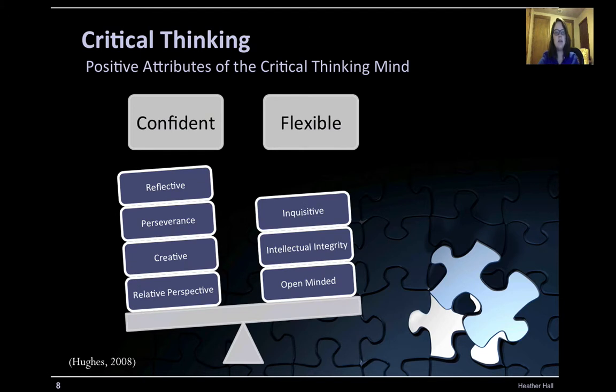So there are some positive attributes of a critical thinker, and some of these that can be identified are confidence and flexibility, being reflective. So being able to reflect on a process, or maybe debrief after a code or something like that. Just look at what you did right, what you did wrong, and the things that you can do better in the future. Perseverance is another one. Being creative, so thinking outside the box. Also, having a relative perspective, being inquisitive, asking questions, having intellectual integrity, and being open-minded.